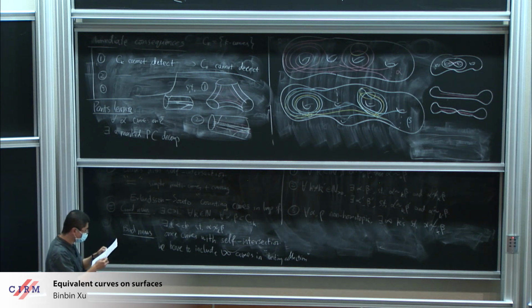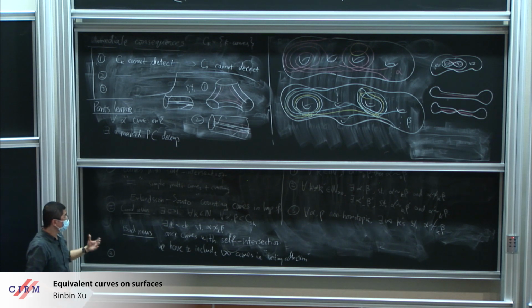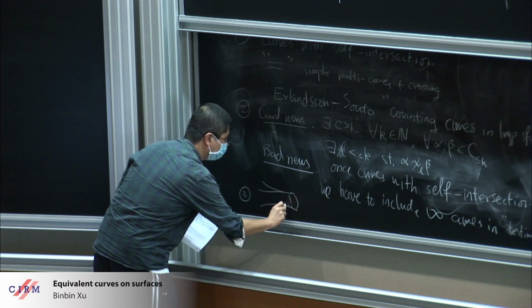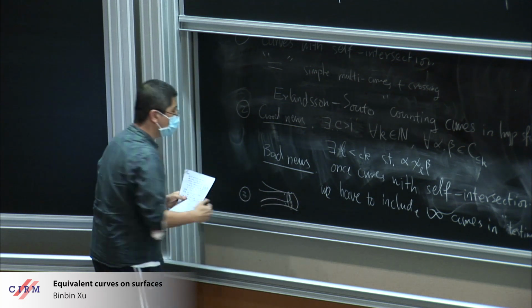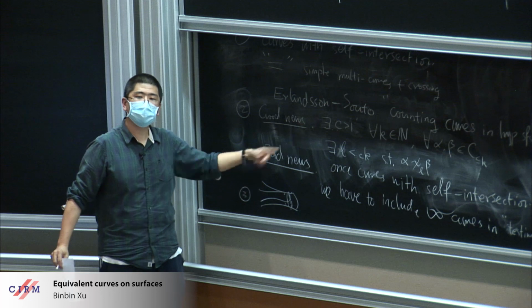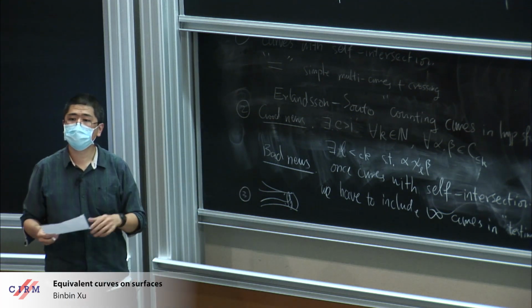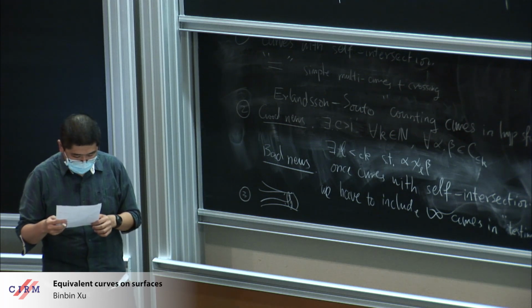And the third comment is you can also extend everything to surfaces with boundary. And the only additional thing you have to tell is what happens if this is your boundary and you have some part of the curve twisting around the boundary. This is some additional information you have to test.